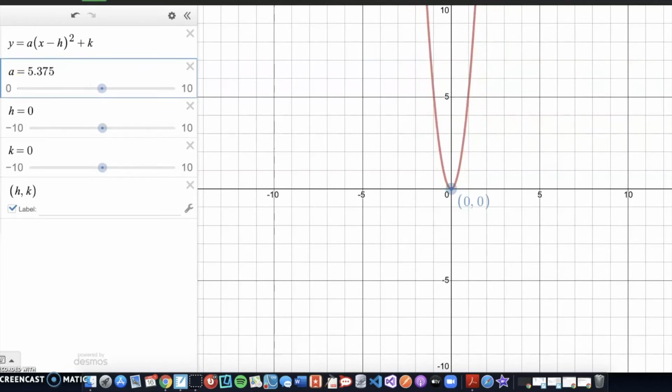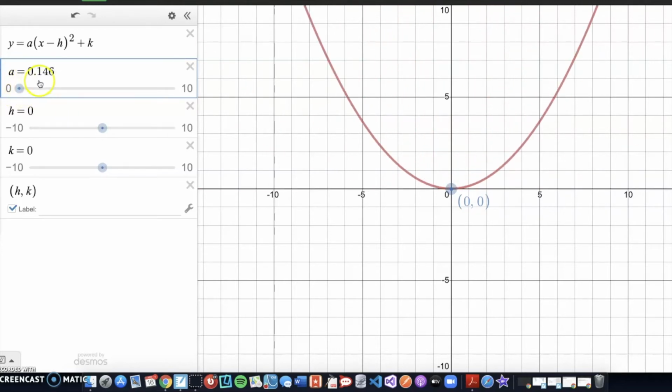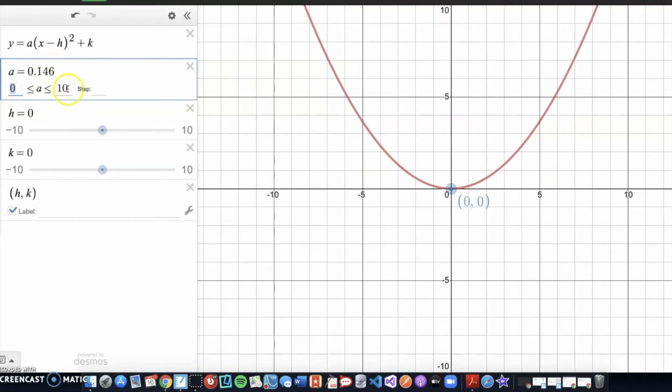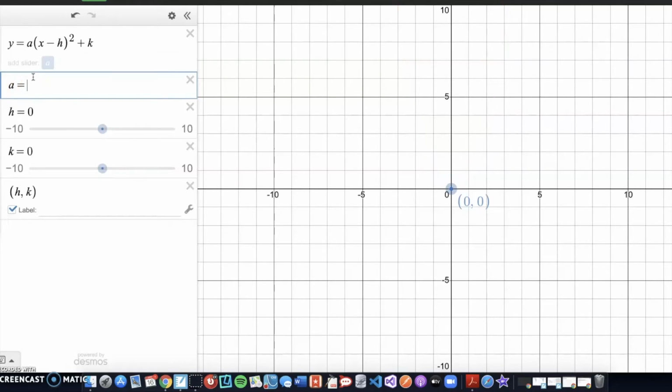Notice what happens as A increases. Notice that it's getting skinnier and skinnier. But what happens as A decreases? Notice it's starting to get wider and wider. So what about when my parabola's A value is larger than 1? Because we start out with 1, that's our original parent function. If it gets greater than 1, so let me change this to 4.